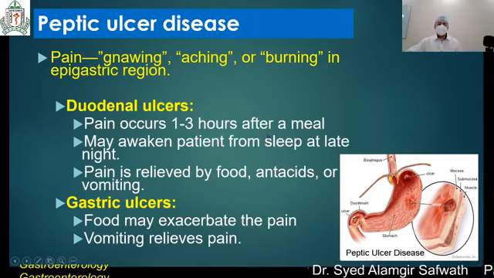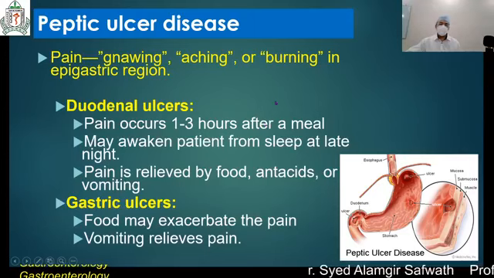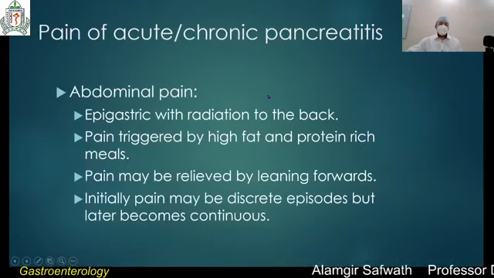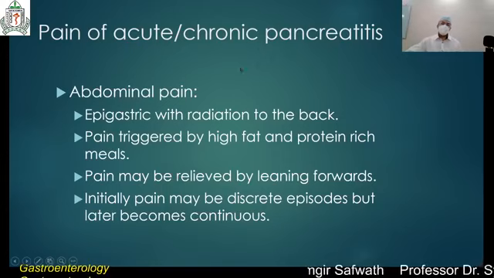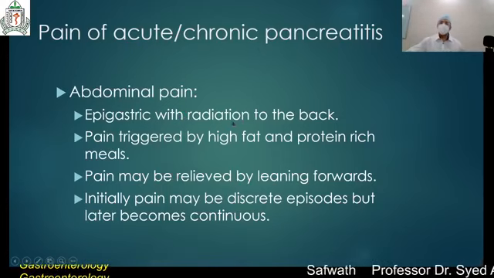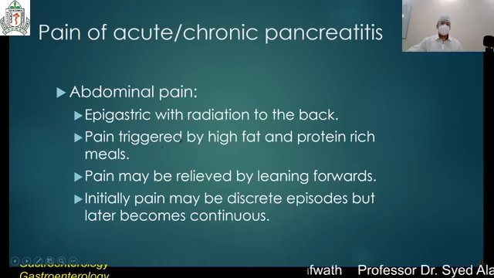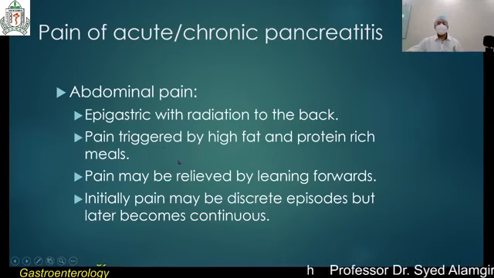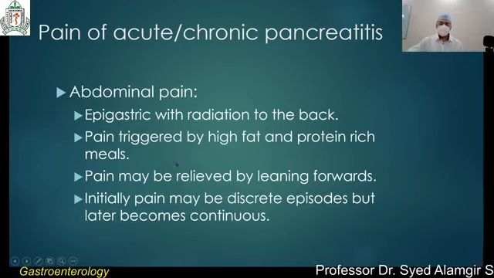So pain in the epigastrium, gnawing or burning type of pain, not very severe, is due to peptic ulcer disease. In case of acute or chronic pancreatitis, here also the pain is in the epigastric region, but radiating to the back. Radiating to the back, and the patient is feeling comfortable while sitting and leaning forward.